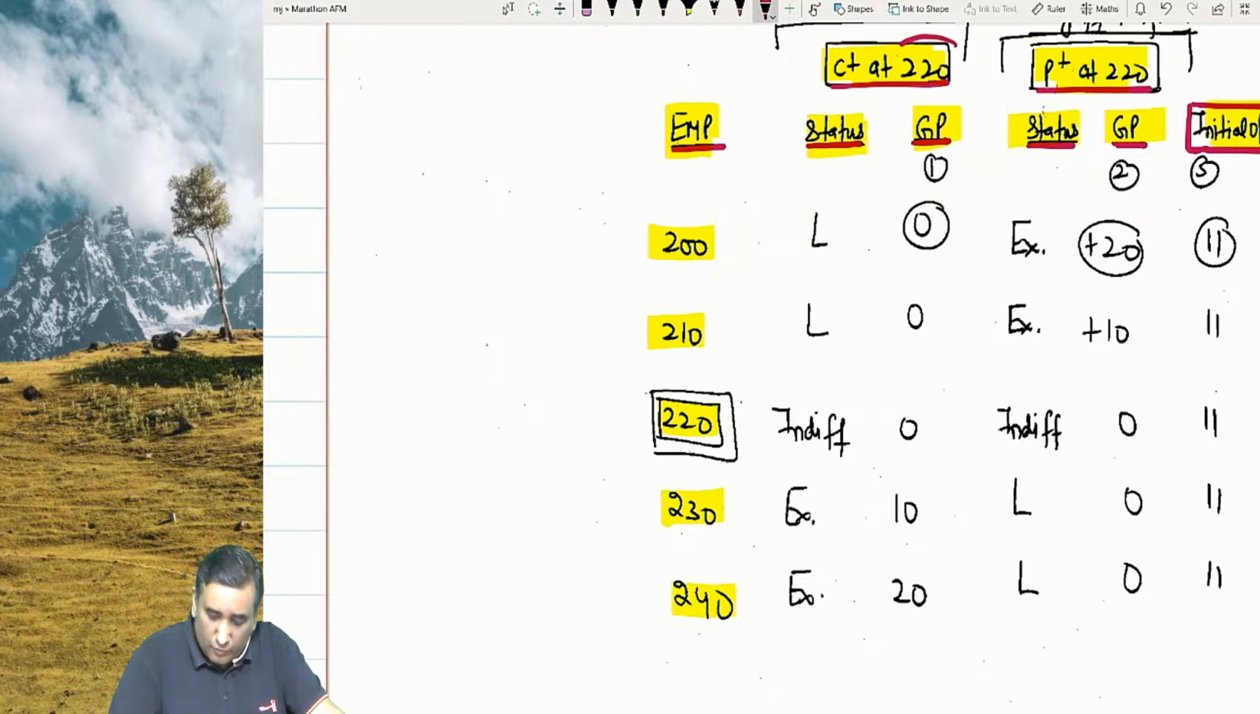I look at this, it is 220. I'm highlighting only 220. I have not seen even call or put. I'm just highlighting 220. I highlight 220 here. Highlighted 220. This will always be indifferent.